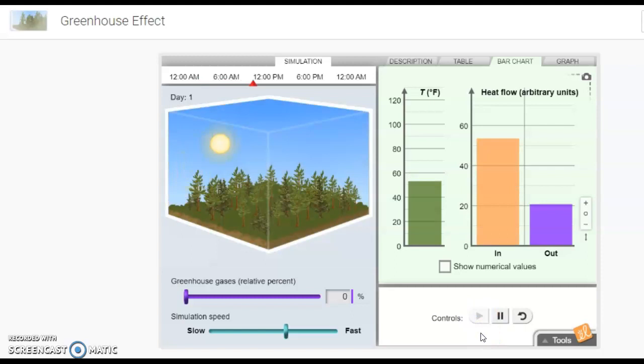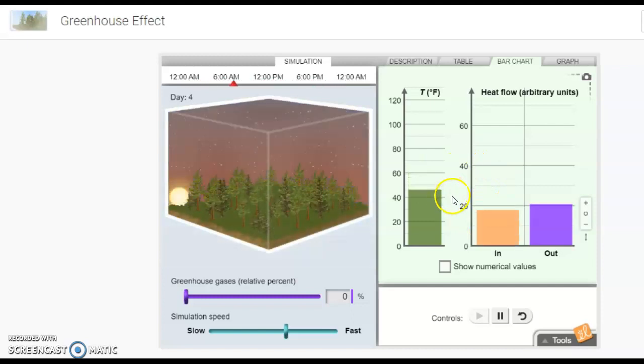So press play. And what we're noticing is that the temperature goes high, low, but overall what we're seeing is a general trend of the temperature getting lower and lower and lower with not as many greenhouse gases, or with no greenhouse gases.